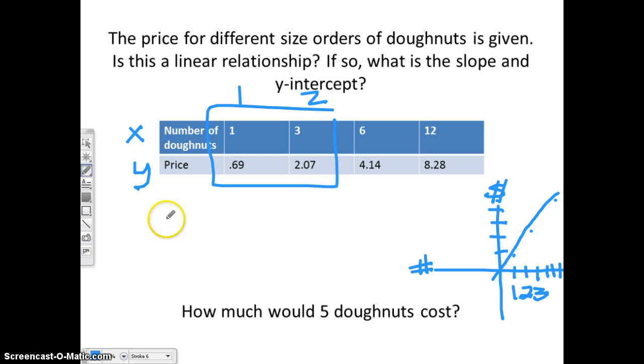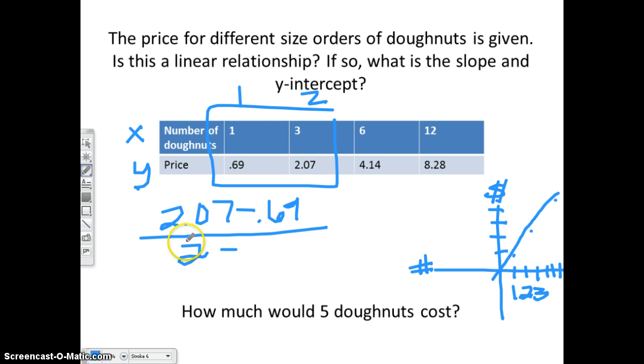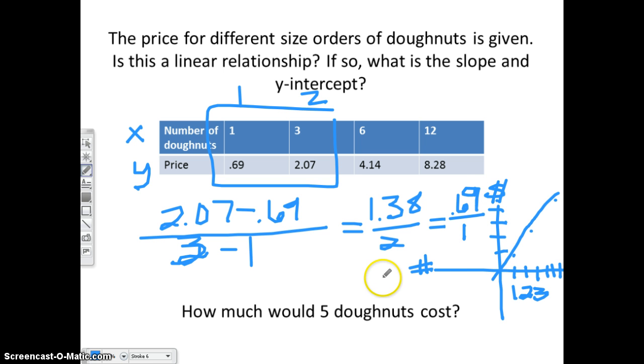So y's on top, 2.07 minus 0.69 over 2, that's 3. I was looking at the 2 I had written there. Okay, all right, there we go. When we subtract this out, we get 1.38 over 2, or 0.69 over 1. We have a slope of 0.69.